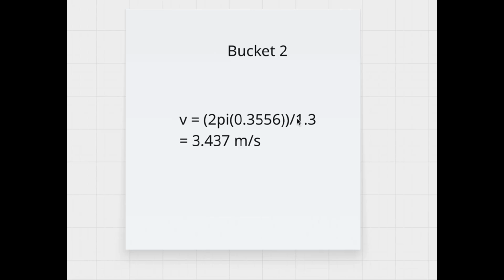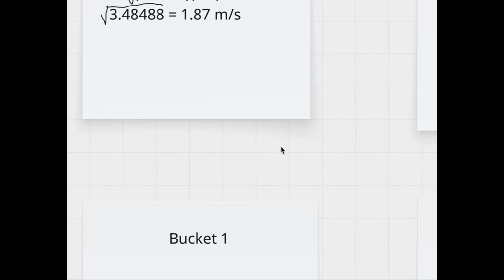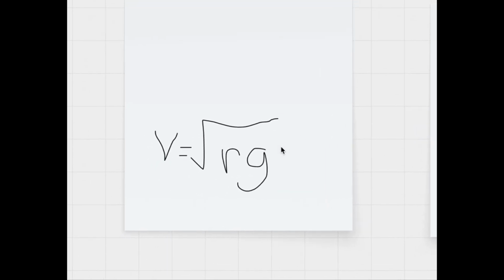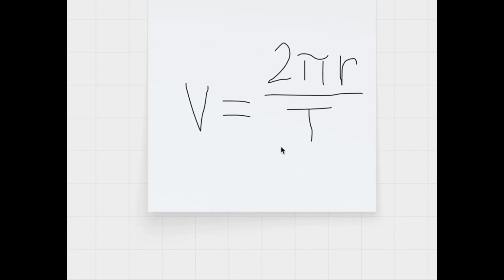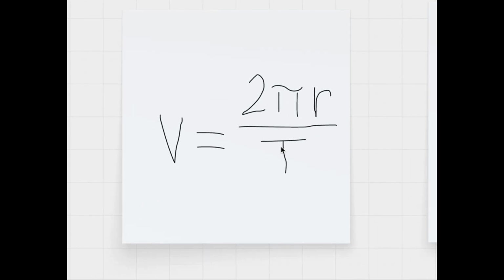And you can see the same over here for bucket 2, in which after plugging in our information with a period of 1.3 seconds, we find that the speed observed was 3.437 meters per second, which is slightly more than the previously calculated one. And so the speed you find using this equation right here is going to be a little less than the one you observe using this one right here, just because you're not going to go as slow as you can, because you're trying not to have the water fall.